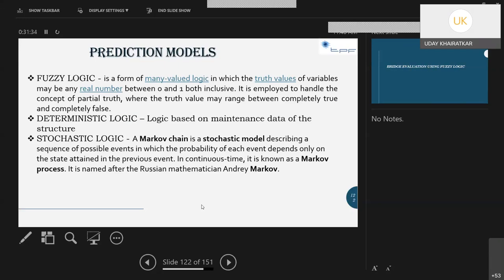Then there's the deterministic logic. This is only based on simple logic of maintenance data. Whatever data is available regarding the maintenance of the structure, based on that data, the deterministic logic is used.